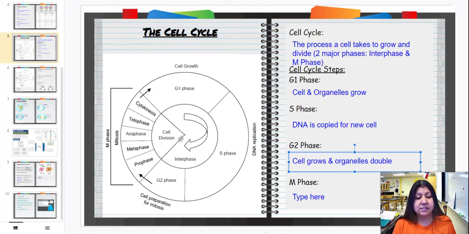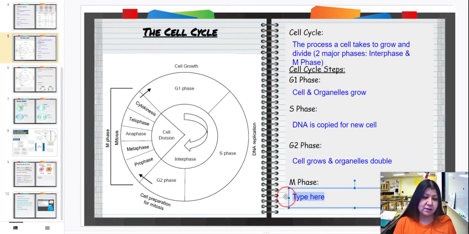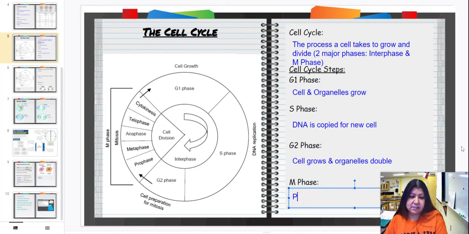Next, my cell cycle is going to leave interphase and go into the M phase. It's going to go through cell division. It's going to go through mitosis. My M phase is the process of cell division.